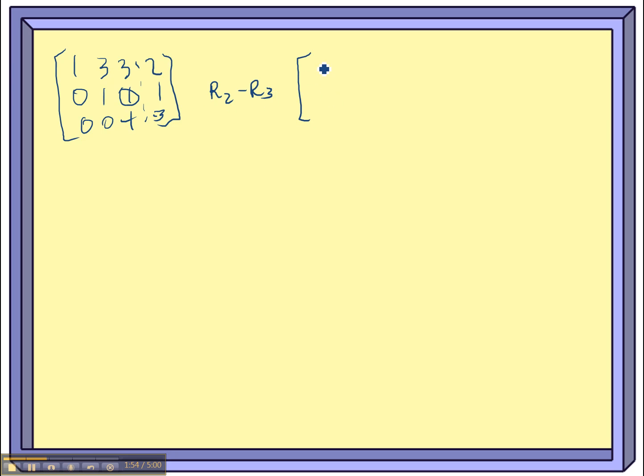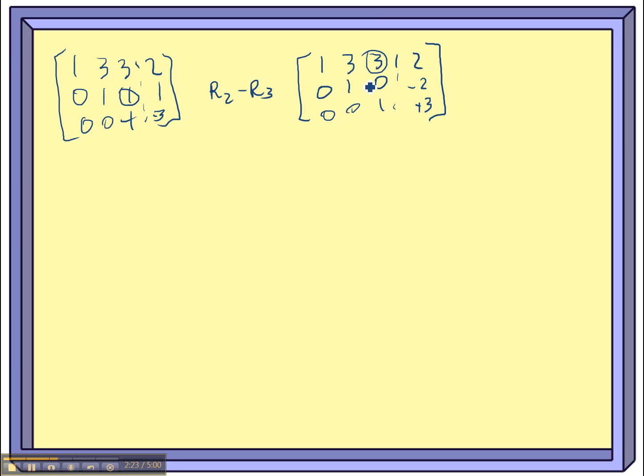Top equation stays the same, 1, 3, 3, 2. The new second equation becomes 0, 1, 0, and then negative 2. And then finally, keep that bottom equation. Oh, that wasn't a negative 3, it's a positive 3. Okay, originally.